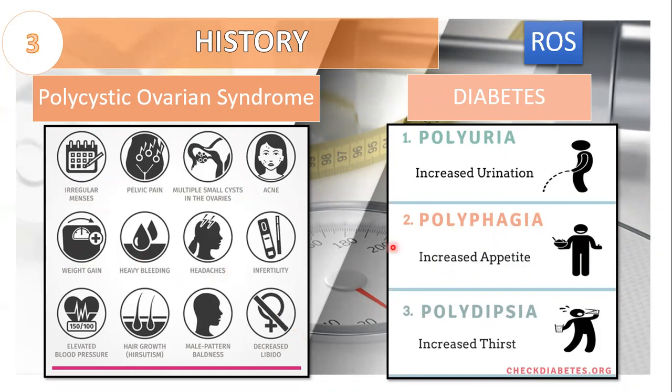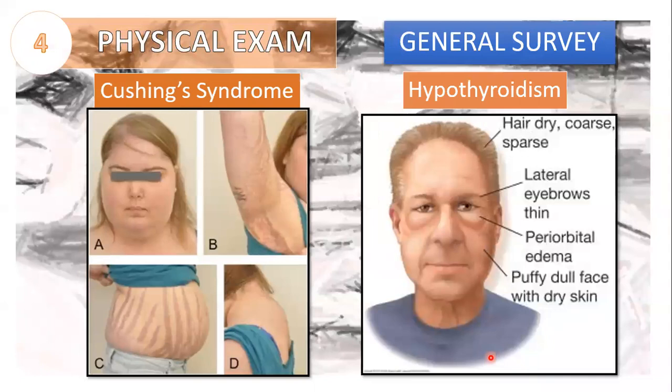As for diabetes, the three P's of diabetes should be asked. These are polyuria, which is increased urination, polyphagia, which is increased appetite, polydipsia, which is increased thirst. So these are the things you have to ask for in the ROS relating to possible endocrine abnormalities in the patient. We now move on to physical examination.